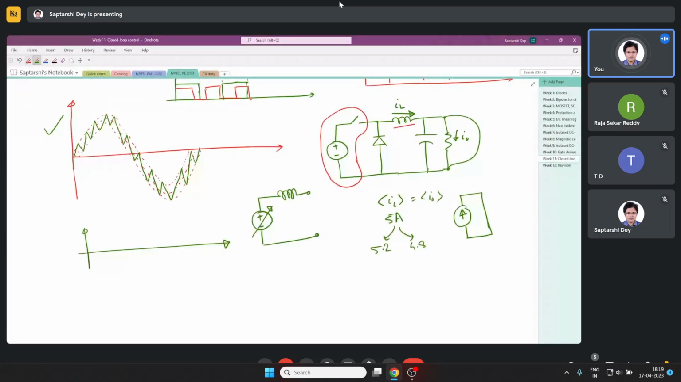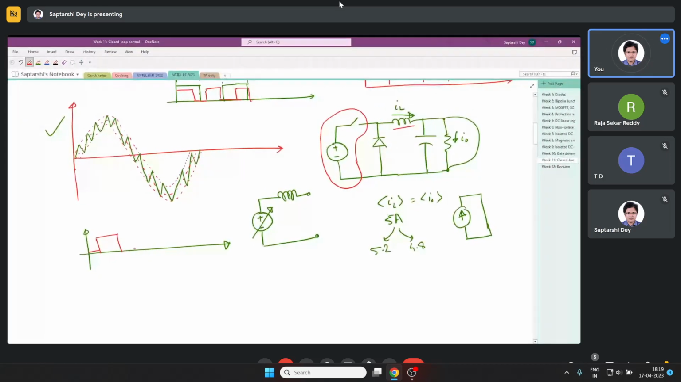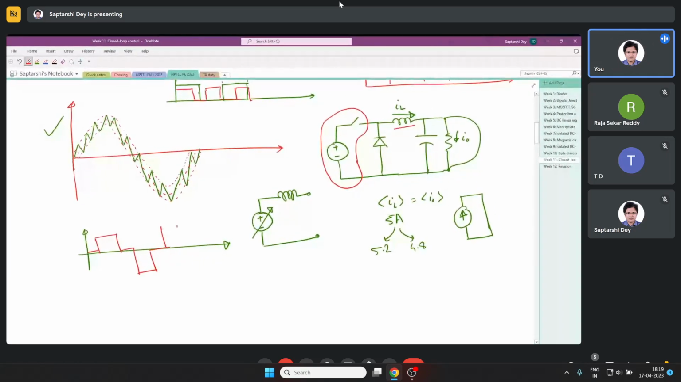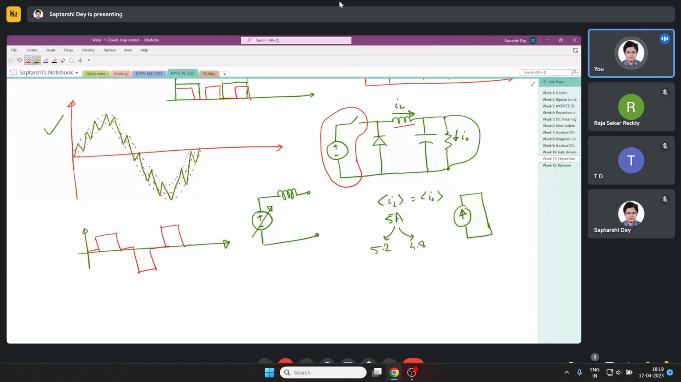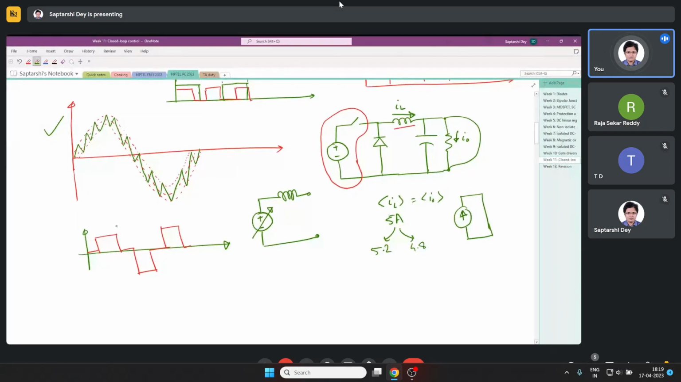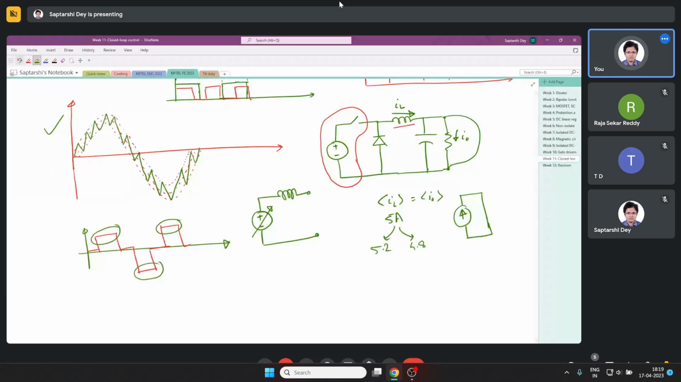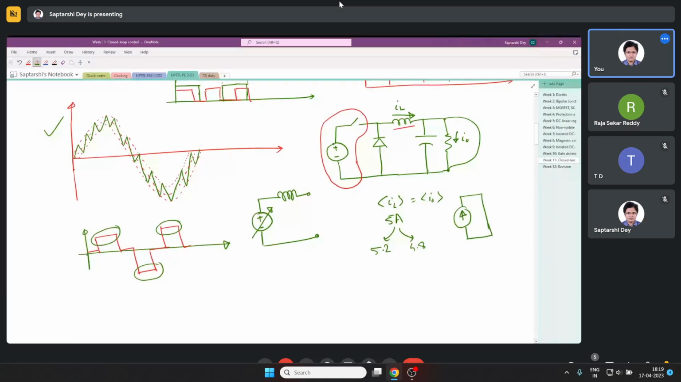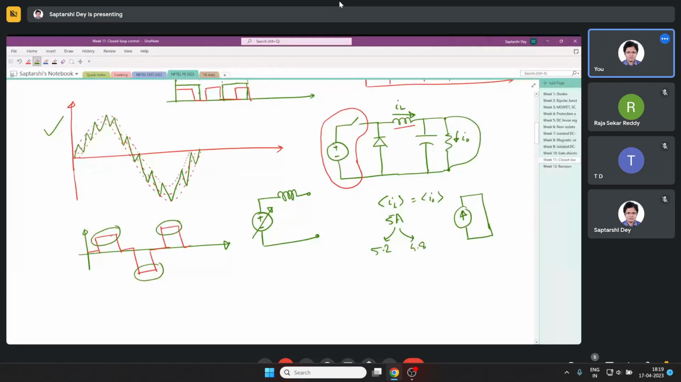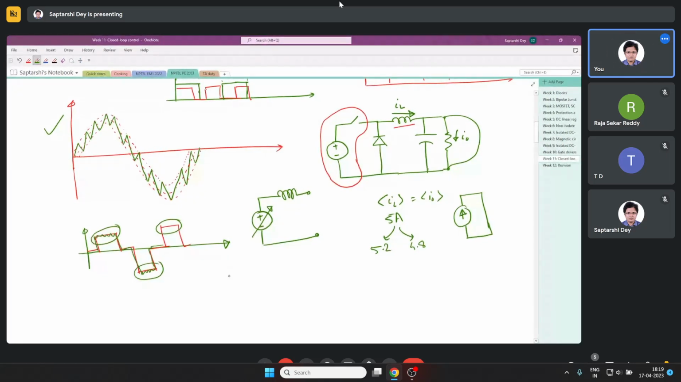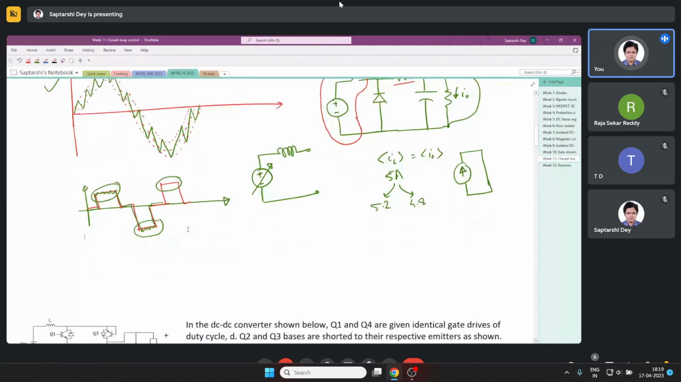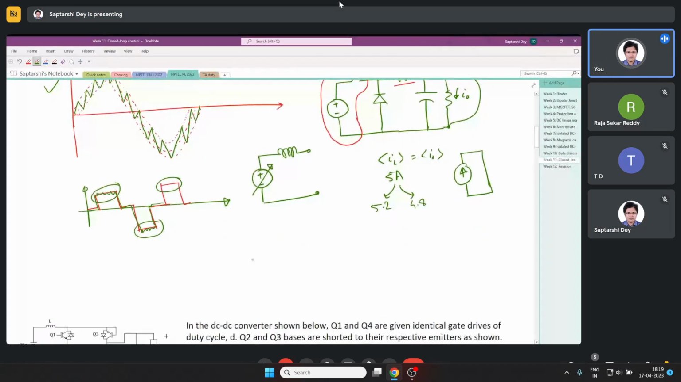BLDC machines require this kind of current, 120-degree conduction. These flat top parts you can control by hysteresis current control, so they will look like this. Say, for example, SRM, switched reluctance motors.